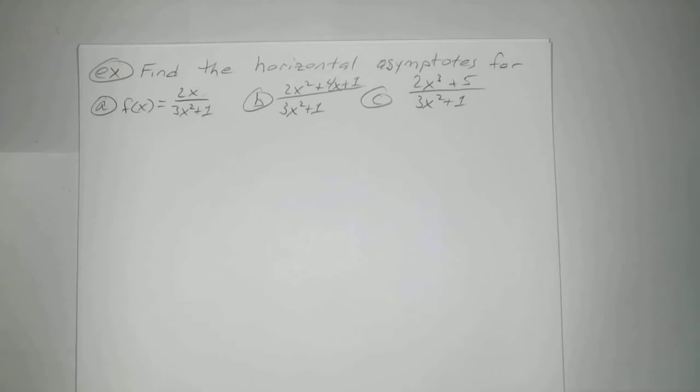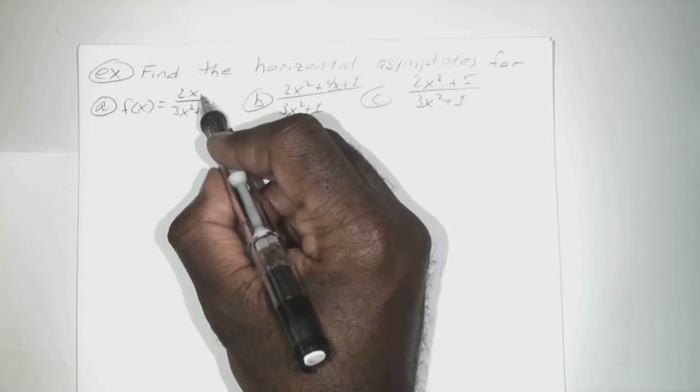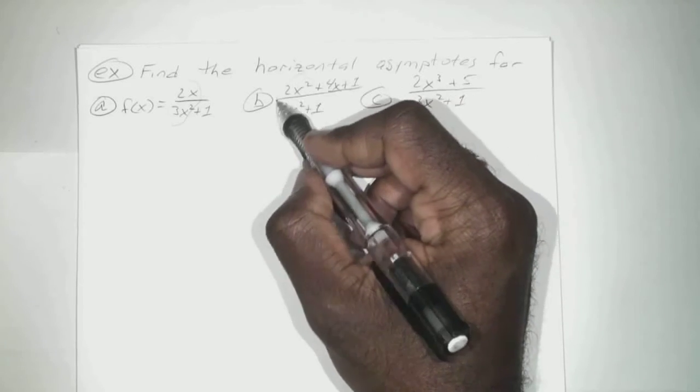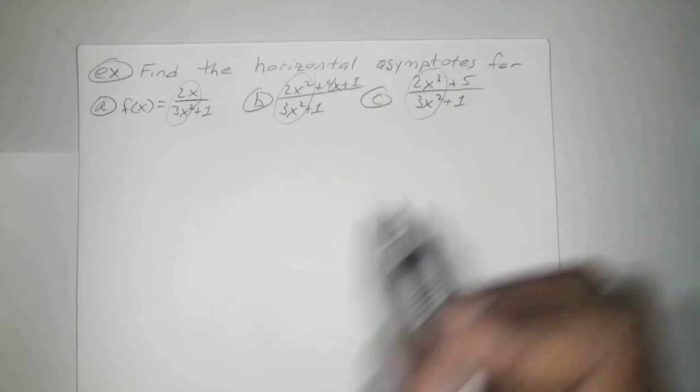Okay. Now what comes after the lead coefficient when you're looking for the horizontal asymptote doesn't even matter. Because in each case, you're just going to focus on those.